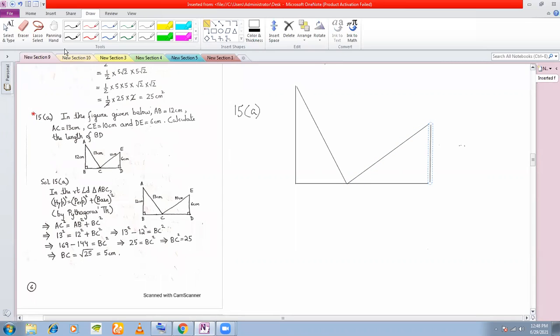Okay, so this is your figure. Lengths are given to you here, 13 centimeter, 10 centimeter, 6 centimeter, 12 centimeter. All these lengths are given to you. You need to calculate the length of BD. Which one's length is BD? This entire length is BD.